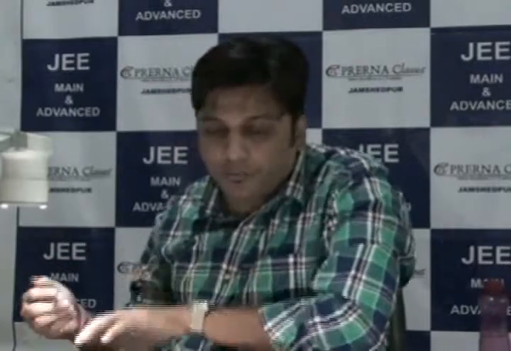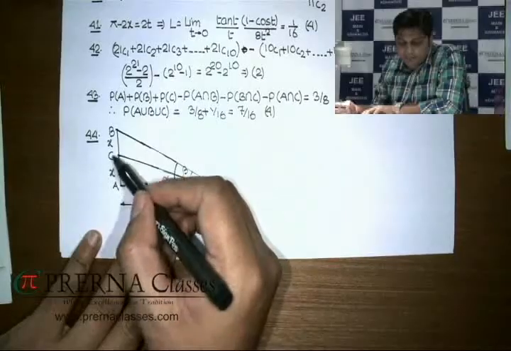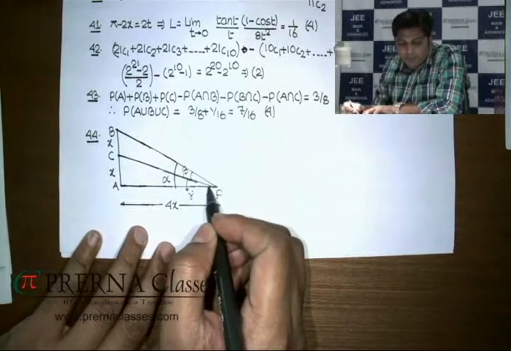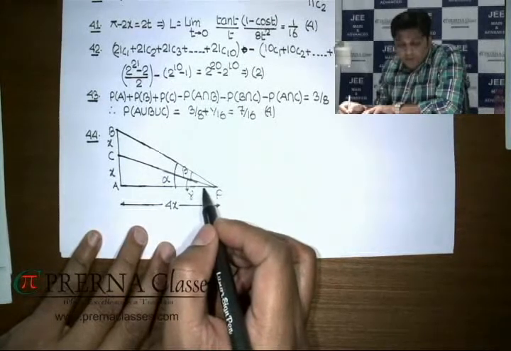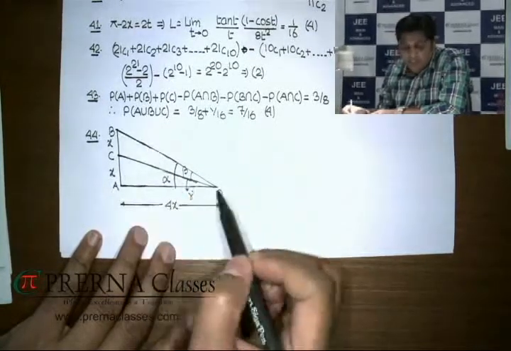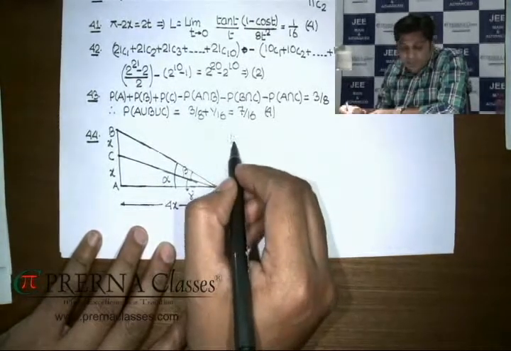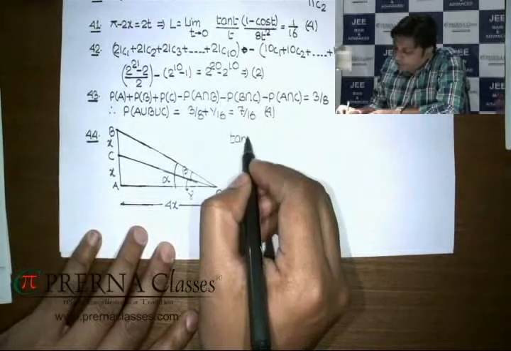Let's start with the next question, which is question number 44. We have a vertical tower AB with its end A on the level ground, C is the midpoint of AB, P is a point on the ground such that AP is equal to 2AB. We are given that angle BPC is beta. We are looking for tan beta.